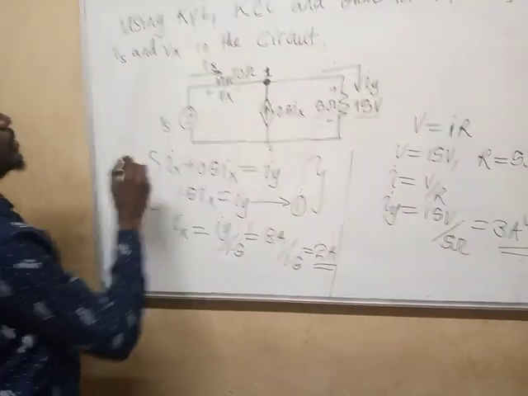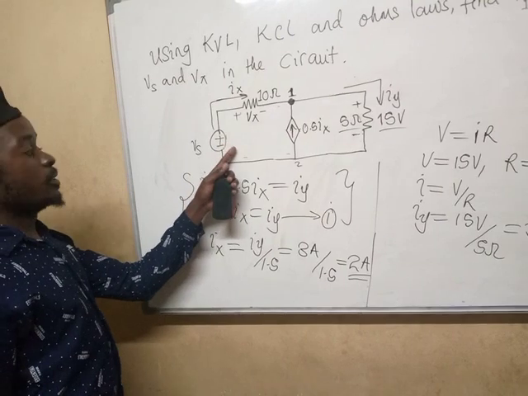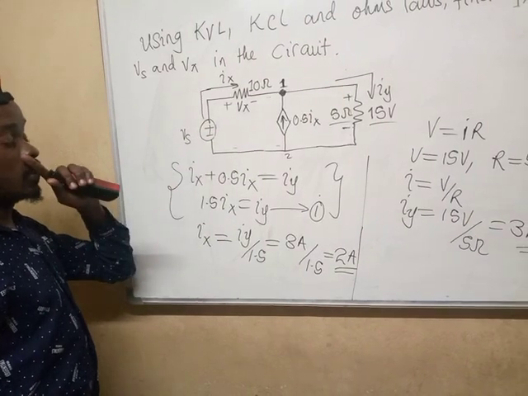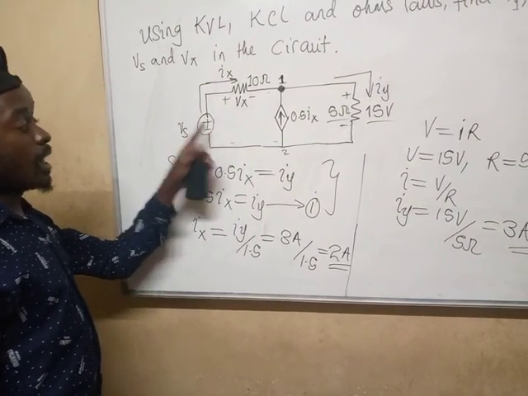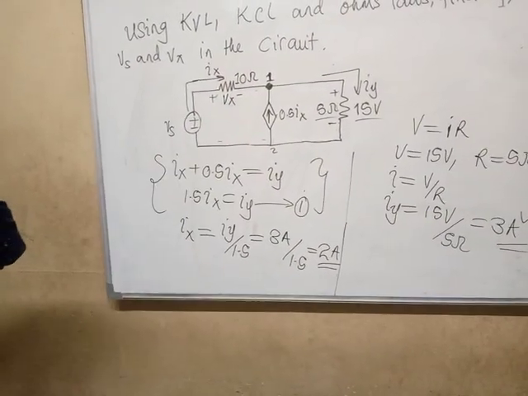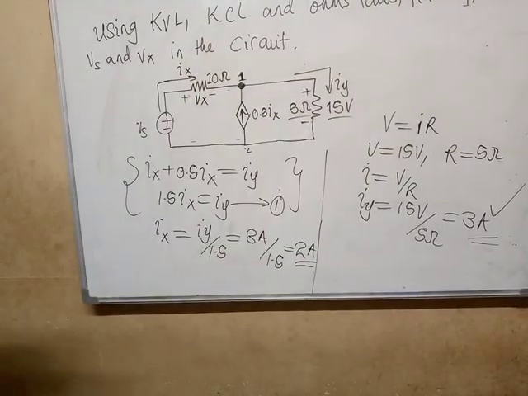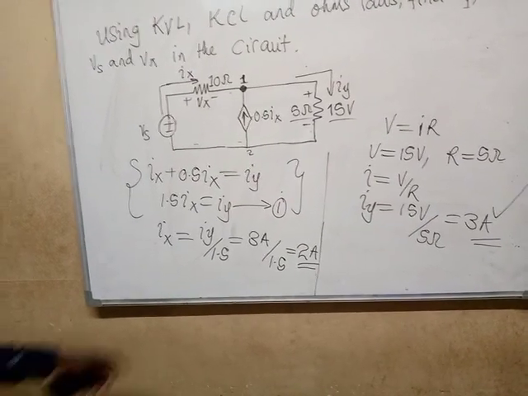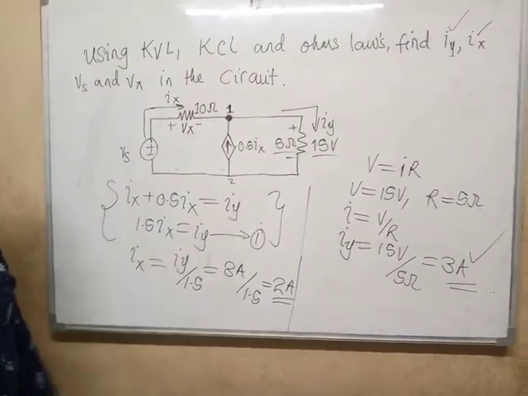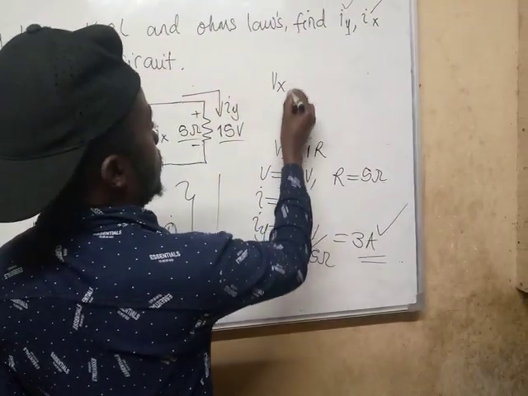So what we know is that this current IX is the current which is flowing through the battery or the voltage source. So the current flowing through the voltage source is simply IX. So now, what are we going to do to come up with VS? First of all, we should start with the simplest thing. The simplest thing is to come up with a value of Vx.